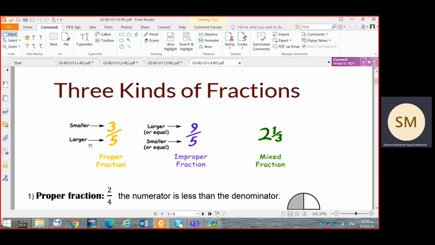You took it from 1 to 3, that we find the numerator is less than the denominator. Here the denominator is bigger. If I write it with pencil, here 3 is less than 5. So what we call this is proper fraction. What about improper fraction? You will find that the numerator, which is 9, is bigger than 5. So this is improper fraction. What about this? I will take the mix of whole number with fraction. So it's mixed fraction.